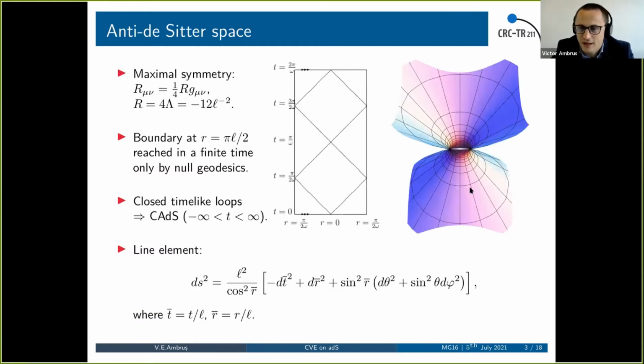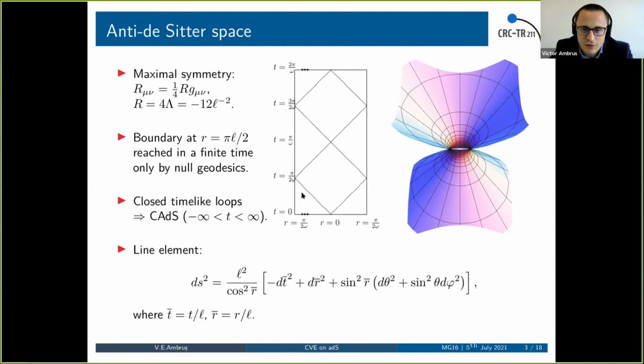So this is a cartoon of the anti-de Sitter space-time. This is a Penrose diagram showing its conformal structure. As probably everybody knows, anti-de Sitter is a maximally symmetric solution of the Einstein equations corresponding to a negative cosmological constant. I will use this parameterization here, where we have a temporal coordinate, a radial coordinate, and here are angular coordinates. And the radial coordinate and the temporal coordinate are in principle bounded. So the radial coordinate is bounded by pi/2. This L is related to the curvature of anti-de Sitter.